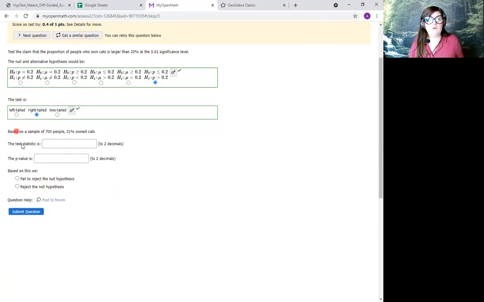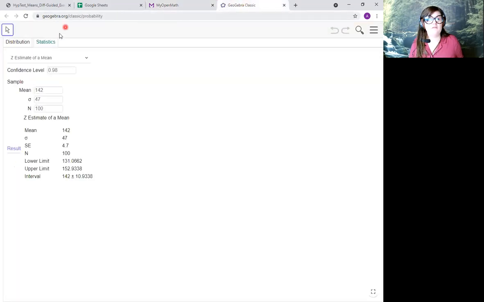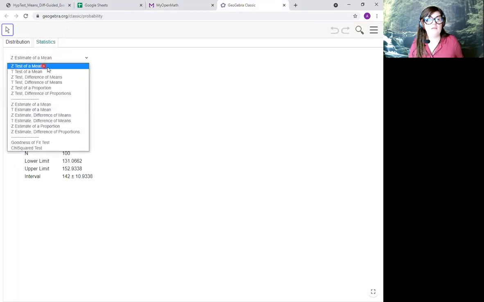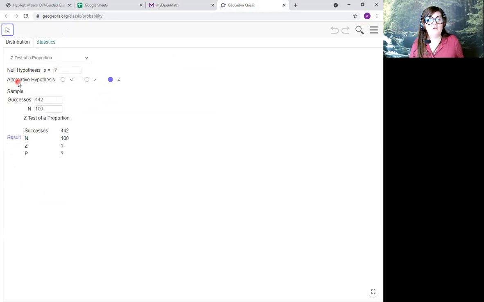Okay, and now what we're going to do is take our sample and throw it into GeoGebra. So this is a single proportion test. So let's go here. We're taking a test of a proportion, a single proportion test. We want to make sure that we are choosing the correct alternative. We had a greater than sign, so we're going to continue to use a greater than sign.